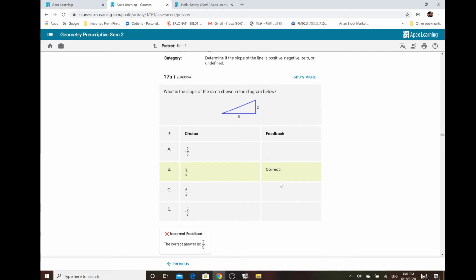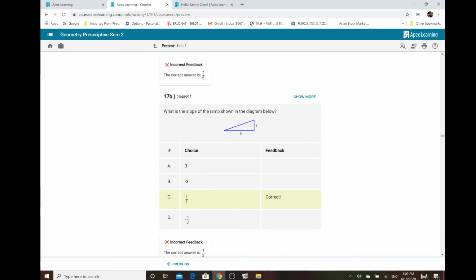Now, what happens if a triangle is given? How do you find the slope of the ramp? In order to find the slope of the ramp, it's all about rise over run, as we mentioned earlier. The rise for this triangle is 2, the run is 5, and it's increasing from left to right. So the slope would be considered 2 over 5.